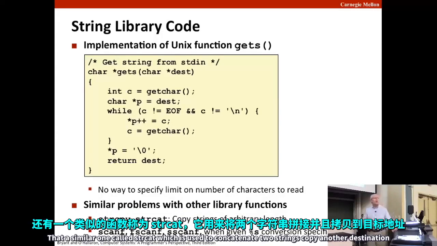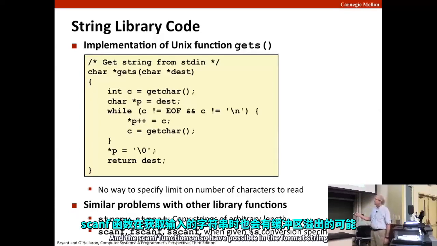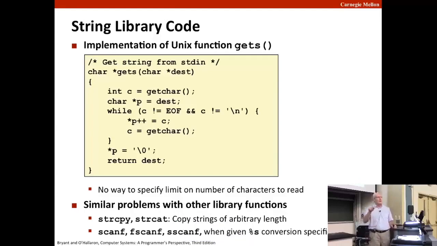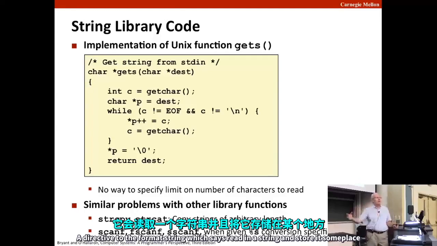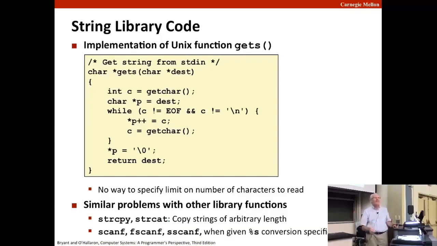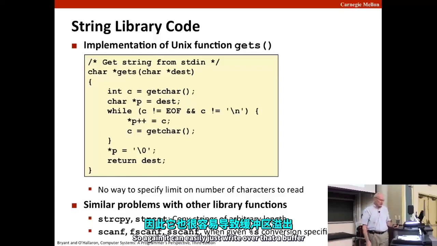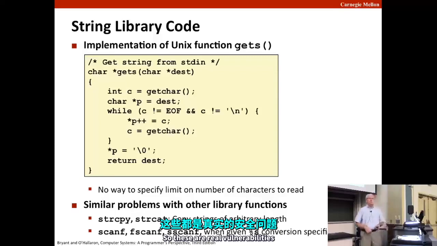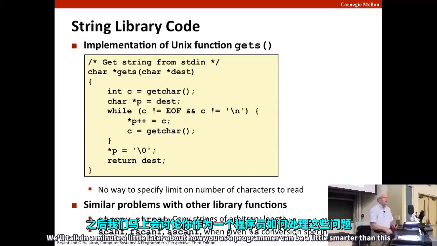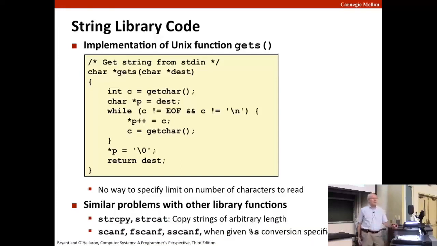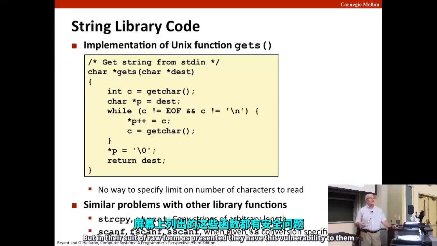A similar one is strcat, which is used to concatenate two strings and copy them to another destination. And the scanf functions also have a possibility: in the format string, you can give the %s directive, which says read in a string and store it someplace. It doesn't say how long the string is limited to be, and it doesn't say how much memory is available at the destination, so again it can easily write over that buffer. These are real vulnerabilities, and we'll talk a little later about how you as a programmer can be a little smarter than this. But in their raw form, as presented, they have this vulnerability.